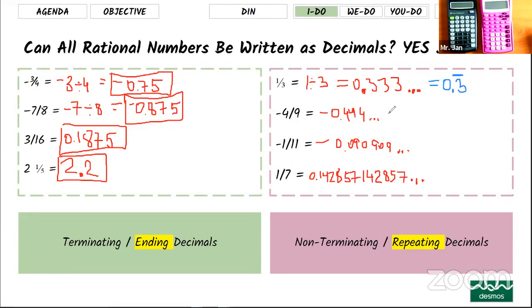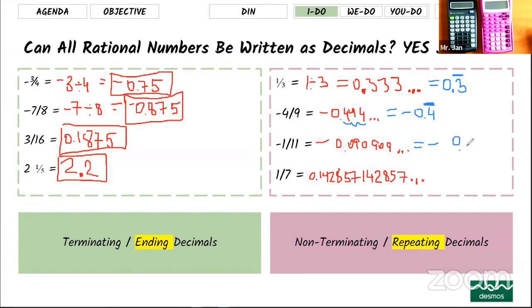Okay, so for the next one, for example, it's 0.4. Because the 4 is repeating here, I'm going to put a dash on top of the 4. That means 4 repeats forever. Okay, so this is the shortest way to rewrite repeating numbers. If you remember in the objective, we talked about how we're going to learn how to write repeating numbers the shortest way and determine them. Okay, so the next one, it's 0 point.